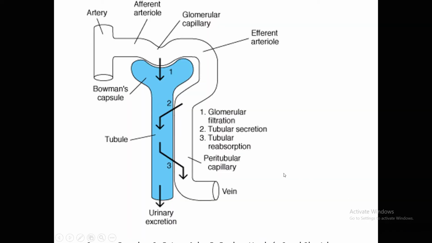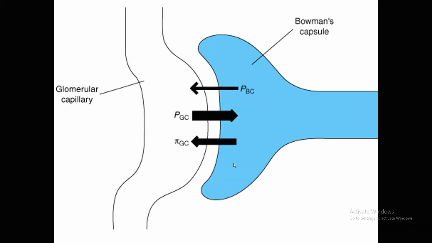The kidney excretory function, the production of urine, results from three main processes: glomerular filtration, tubular secretion, and tubular reabsorption. Let me remind you that the effective filtration pressure depends not only on the hydrostatic pressure of the blood in the glomerular capillaries, but also on the oncotic pressure and the intracapsular pressure acting in the opposite direction.